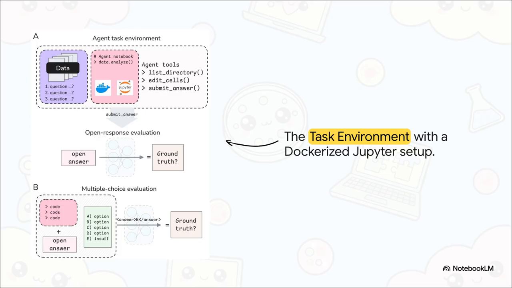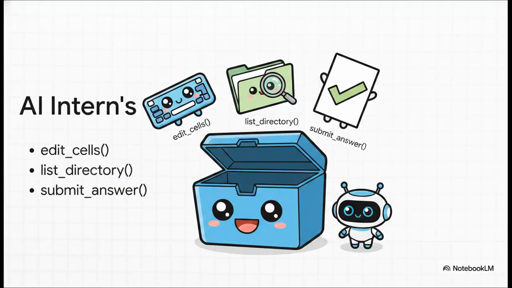The AI is dropped into a Dockerized Jupyter environment, preloaded with popular bioinformatics packages in Python, R, and Bash, alongside an empty notebook and a folder of data. To navigate this whole environment, our AI intern is given a specific toolkit. Basically, it has 3 main commands at its disposal. First, there's edit_cells, which allows the agent to write, modify, and actually execute code right within the notebook. Second is list_directory, which lets it inspect the workspace and understand the structure of the dataset. And finally, submit_answer, which it uses when it has totally finalized its analysis and is ready to be graded.